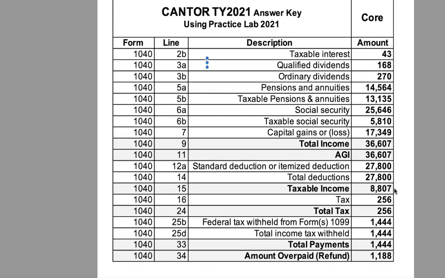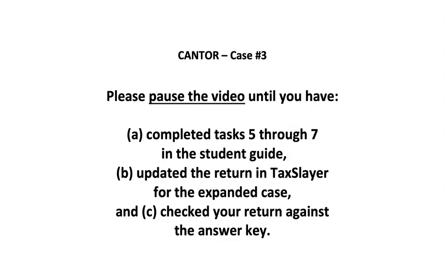That's because taxpayers who are in the lowest two marginal tax rates, 10% and 12%, do not pay income tax on long-term capital gains or on qualified dividends. So part of this 8807 is essentially still not taxable because the taxpayer is in, I think in this case, the 10% marginal tax rate. This completes the core case for Cantor, case number 3. Please pause the video until you have done the expanded case in TaxSlayer.